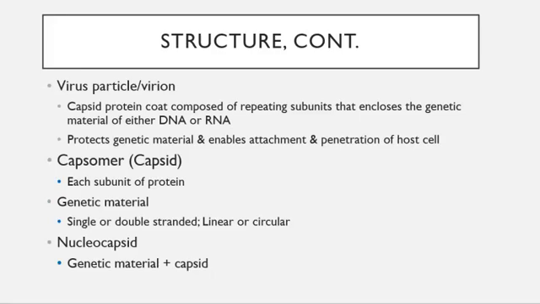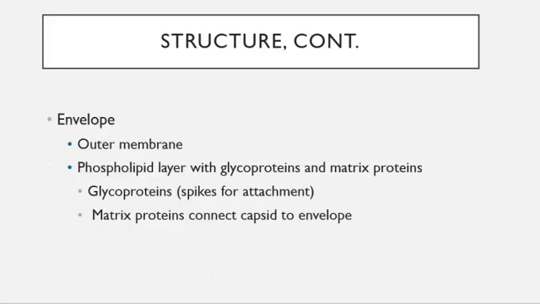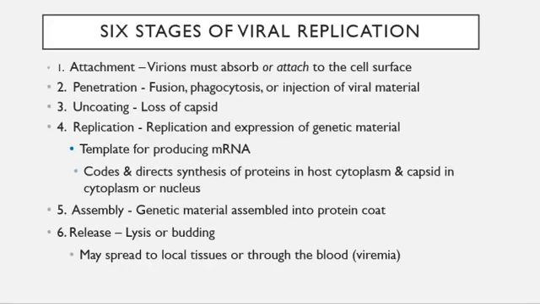The capsomere is each subunit of the protein of the capsid. The genetic material inside can be either single or double-stranded, so the structure can be linear or circular. The nucleocapsid is a combination of genetic material and the capsid. The envelope, of course, is the outer membrane. It's composed of a phospholipid layer with glycoproteins and matrix proteins, and the matrix proteins help connect the capsid to the envelope. Six stages of viral replication.